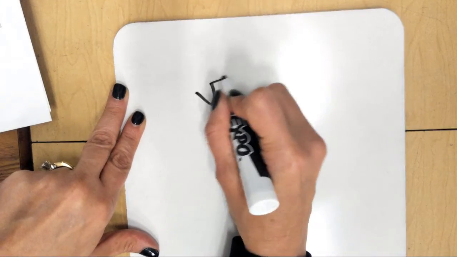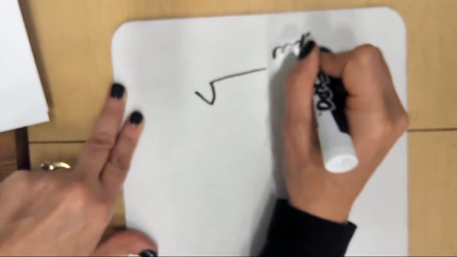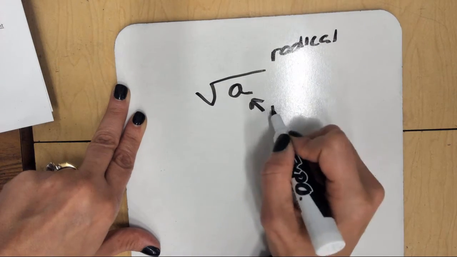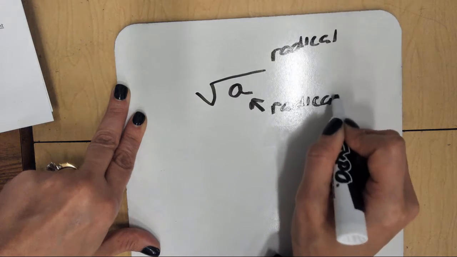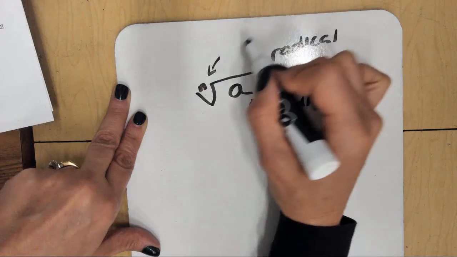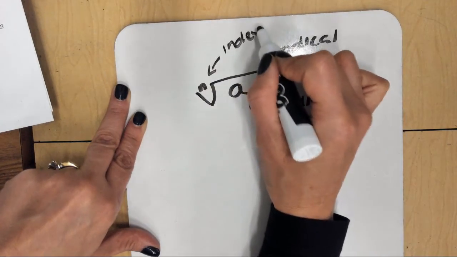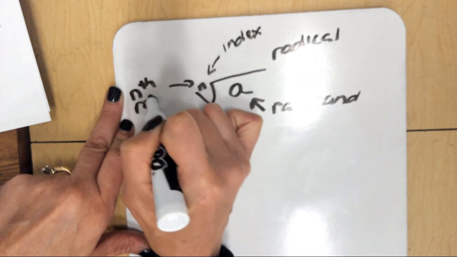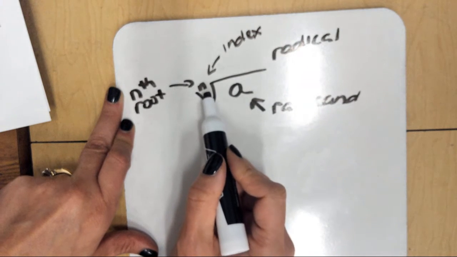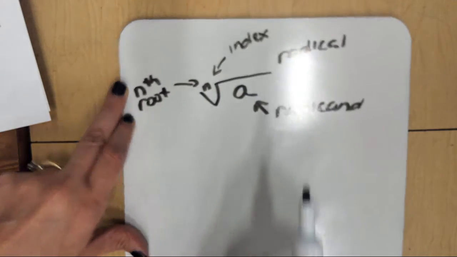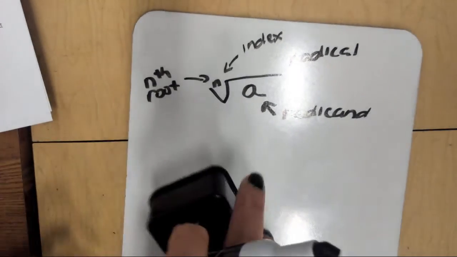So basically, let's just recall, this is called my radical, and the number underneath the radical is called the radicand. The number outside the radical is called an index, but what it actually is is your nth root. I call this one nth because the letter n is in there, but whatever number is in there is the root of your number.